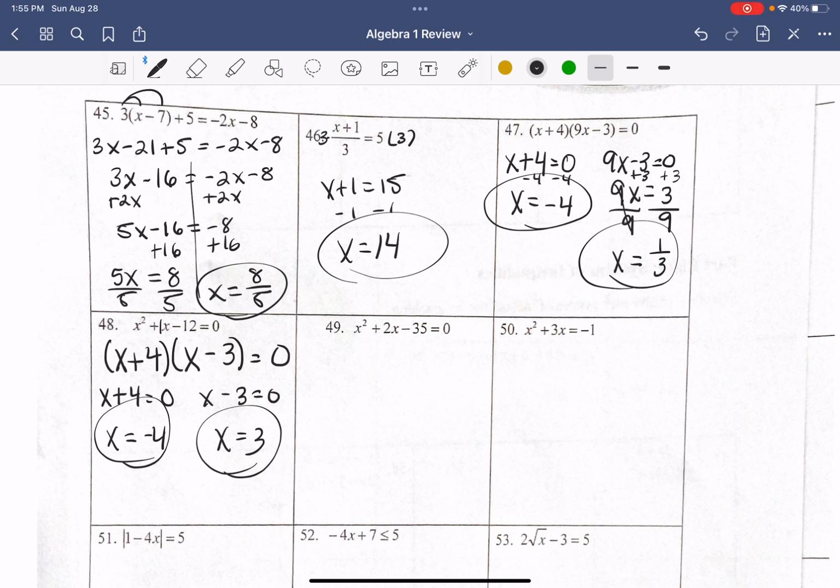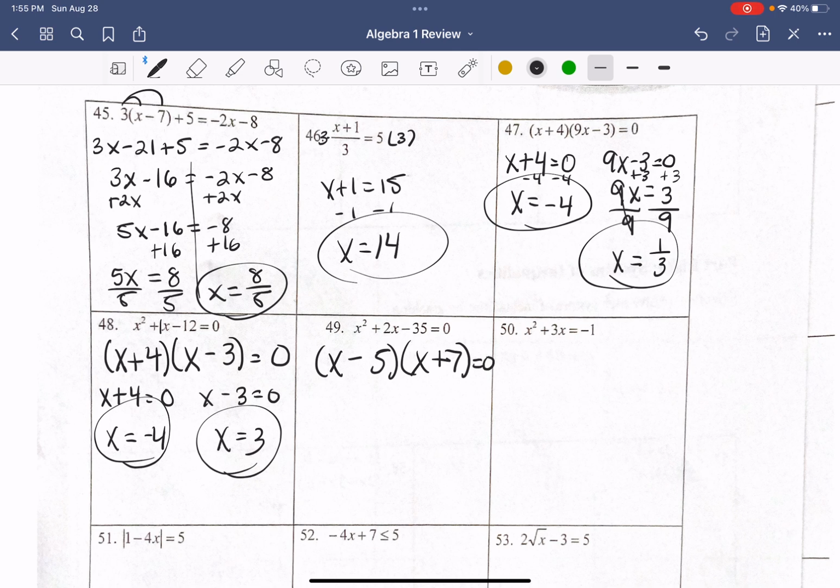Okay, same deal with 49. With 49, 35, I automatically think of 5 and 7. And I'm in luck because I look at my middle term and it's a 2, and the difference between 5 and 7 is 2. And I've also got a negative 35, so I know one of those has to be negative, subtraction. So x, 5, 7, and then I have a positive 2x, so I know that the bigger number, the 7, has to be the plus, and the 5 has to be the minus.